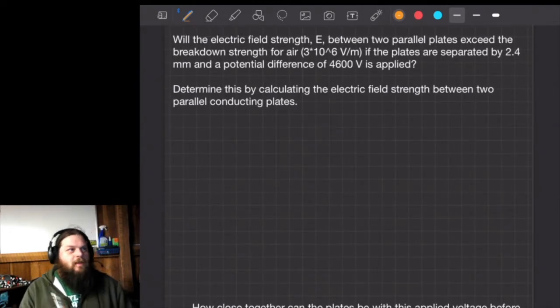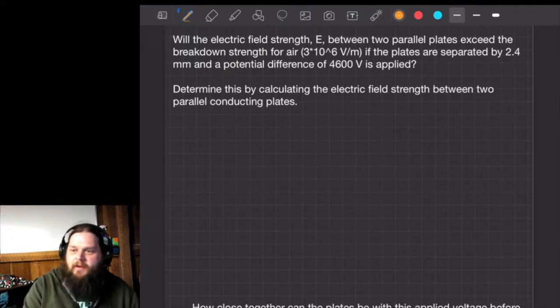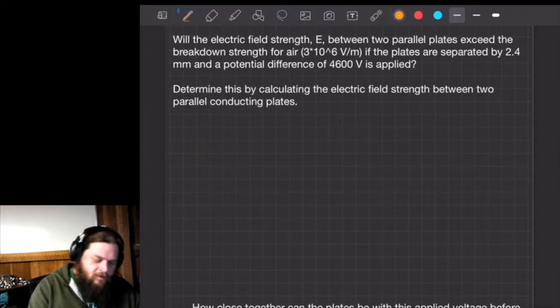It asks, will the electric field strength, E, between two parallel plates exceed the breakdown strength for air, which is 3 times 10 to the 6th volts per meter, if the plates are separated by 2.4 millimeters and a potential difference of 4,600 volts is applied? Determine this by calculating the electric field strength between the two parallel conducting plates.